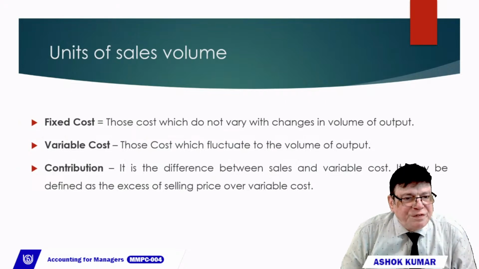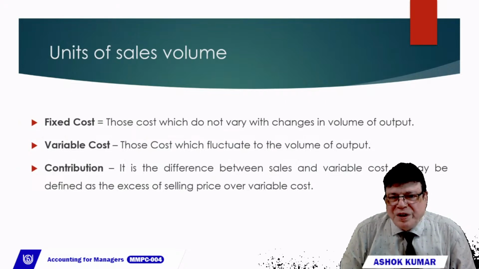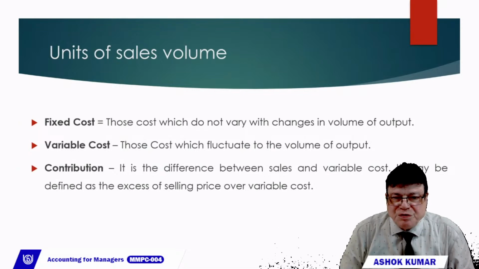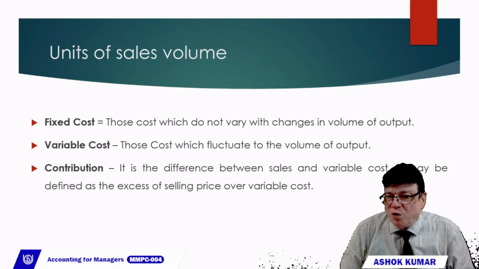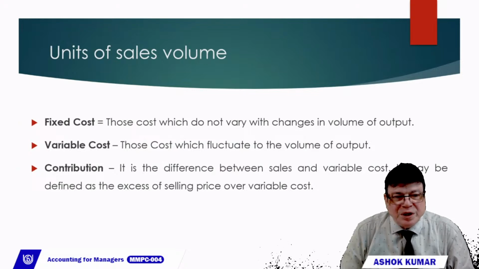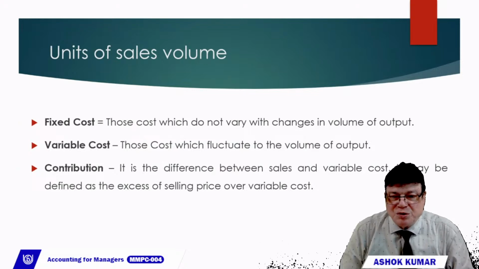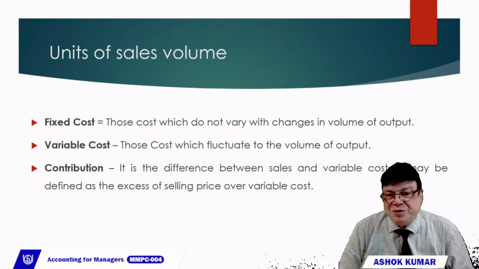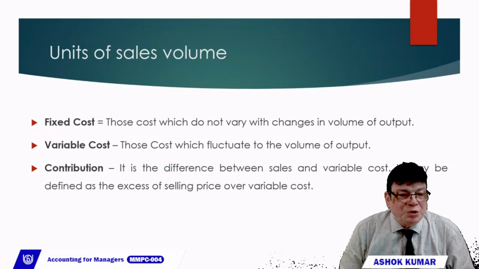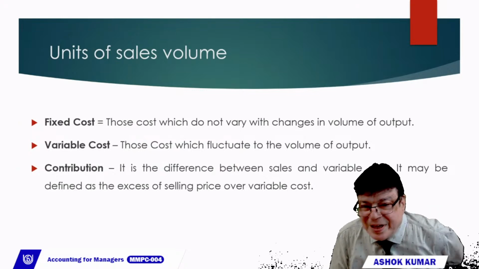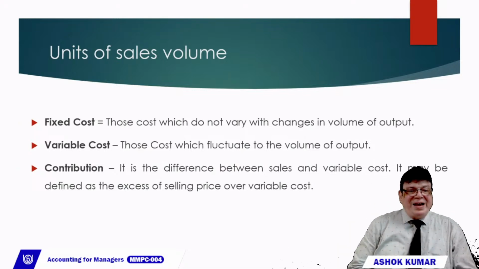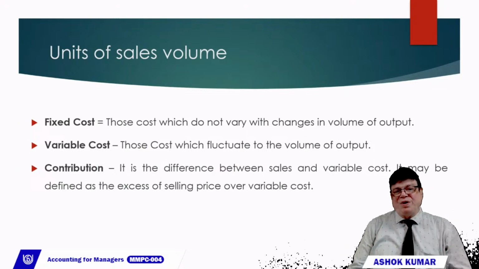Fixed costs are those costs which do not vary with changes in volume of output. Variable costs are those costs which fluctuate with the volume of output. If the output increases, variable cost also increases because more raw material will be used, more labor will be employed. Contribution is the difference between sales and variable cost. It may be defined as the excess of selling price over variable cost.